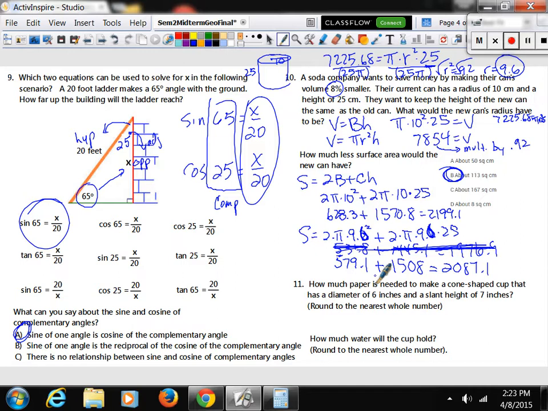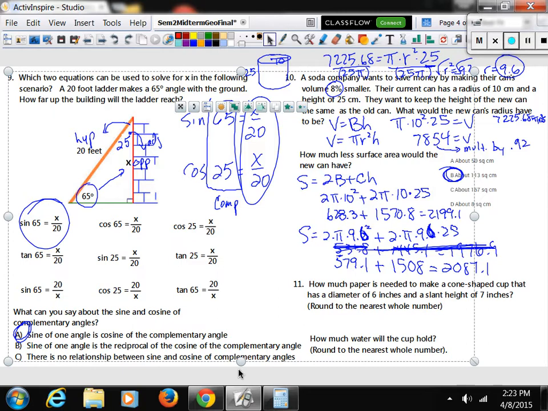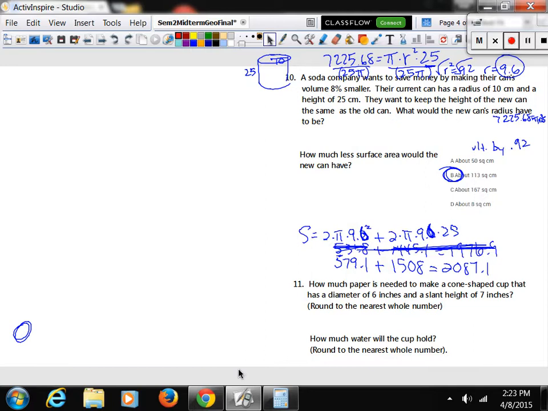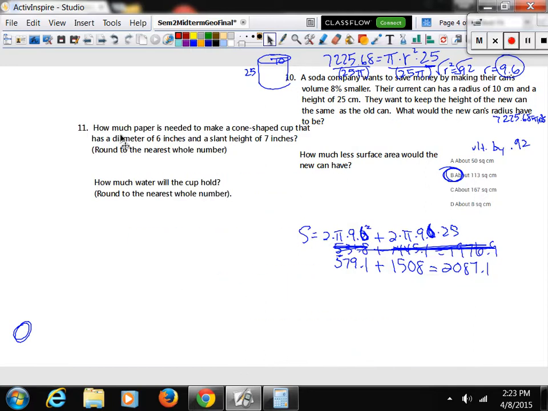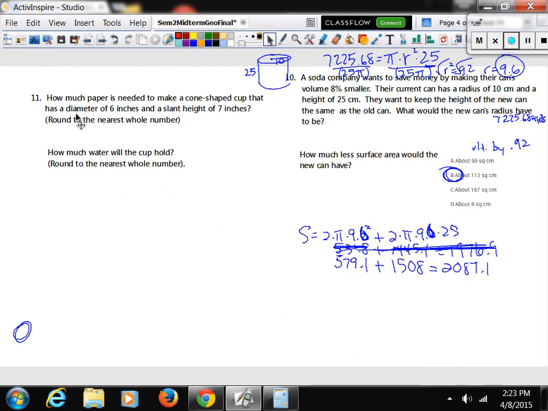All right, how much paper? You already have this on your paper done, so I'm going to pull that out and bring this one over here. How much paper is needed to make a cone-shaped cup that has a diameter of 6 inches and a slant height of 7? So the diameter is 6, the slant height is 7. We just want to know the paper. We don't want to cover the top, because then you won't be able to put water in it. You just want to know how much paper you're going to need. So you just need the lateral area.